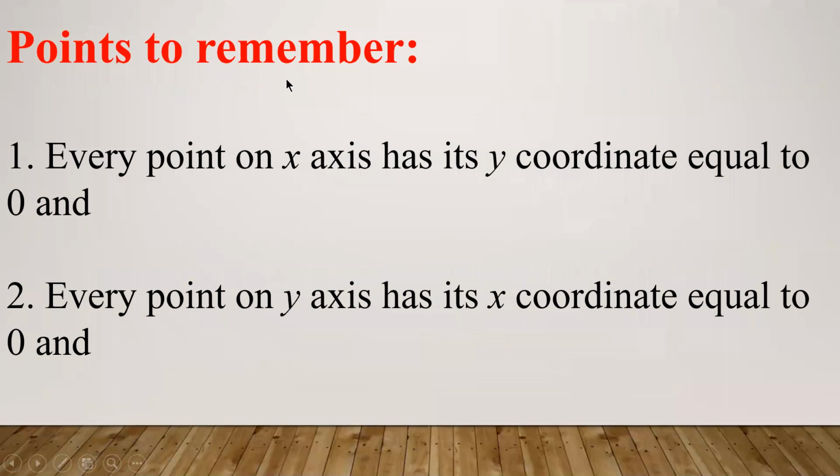Quickly we will revise certain fundamentals from the coordinate geometry, which you have already studied in school days. So points to remember: every point on x-axis has its y-coordinate equal to 0, and every point on y-axis has its x-coordinate equal to 0. X-coordinate is the horizontal line and y-coordinate is the vertical line. They meet at the point origin. The coordinates of origin are 0, 0. X-coordinate is 0, y-coordinate is also 0. So all these things you already know.